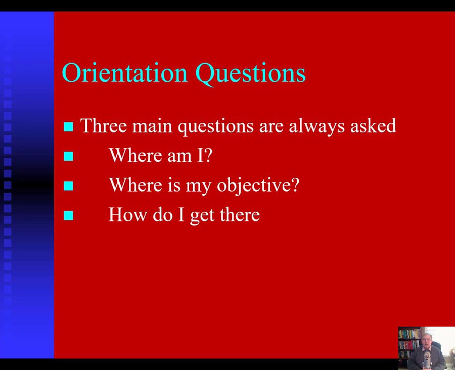The next question is, where is my objective? How far away is it? How many streets away is it? How many streets do I have to cross? Do I have to make turns? What kind of a route is it? Is it an L-shaped route? Does it have more than one turn? So knowing where the objective is and how to get there is very important.